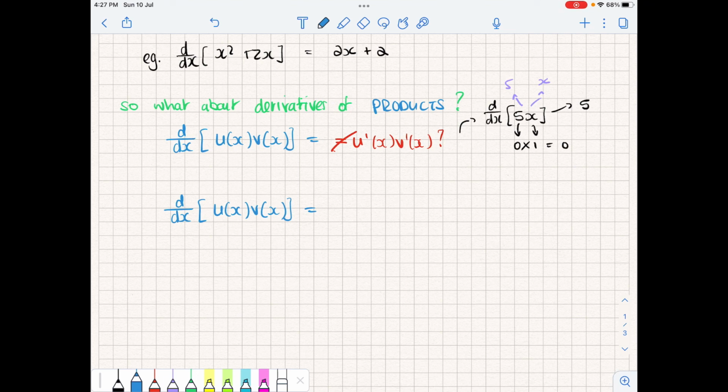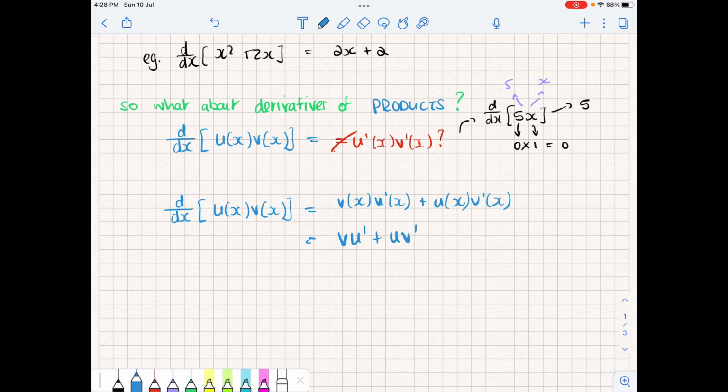Okay, so we can formalize this, and we can say we've just discovered that the way we derive products is we take the one function and we multiply it by the derivative of the other function, and then we add that function and multiply it by the derivative of the other function. Okay, and as I said, you can remember this as v u dash plus u v dash to make things easier.